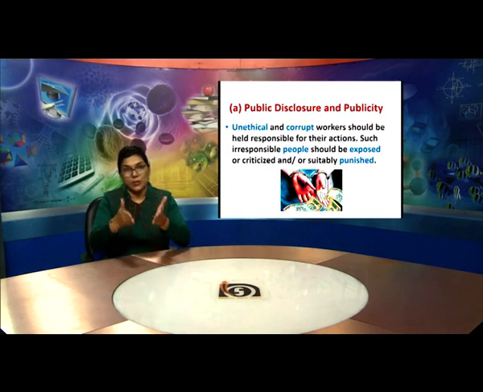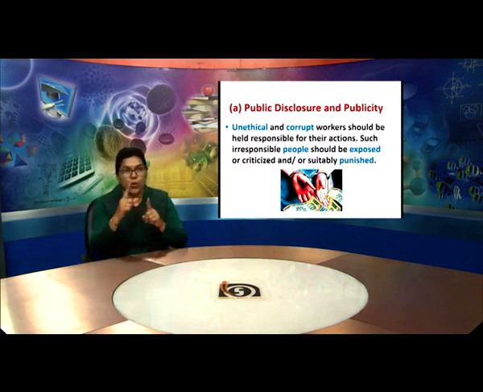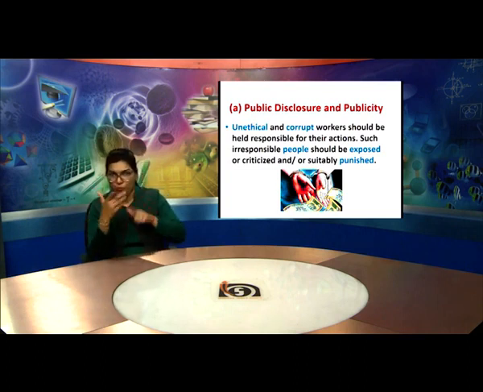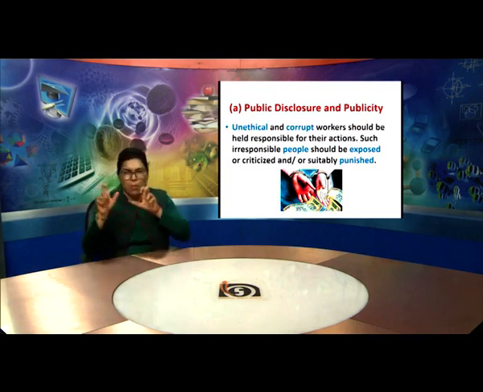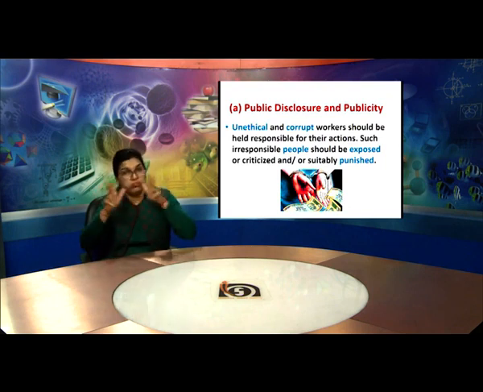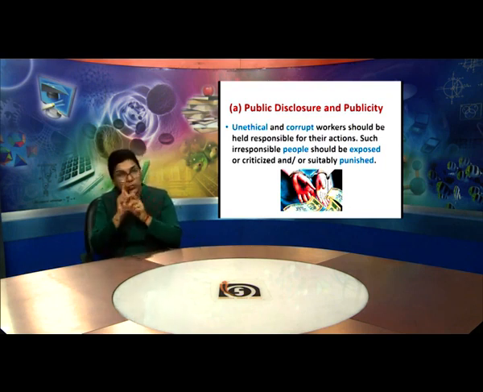The first point we just saw explains public disclosure and publicity. Unethical and corrupt workers should be held responsible for their actions. Such irresponsible people should be exposed or criticized and suitably punished.